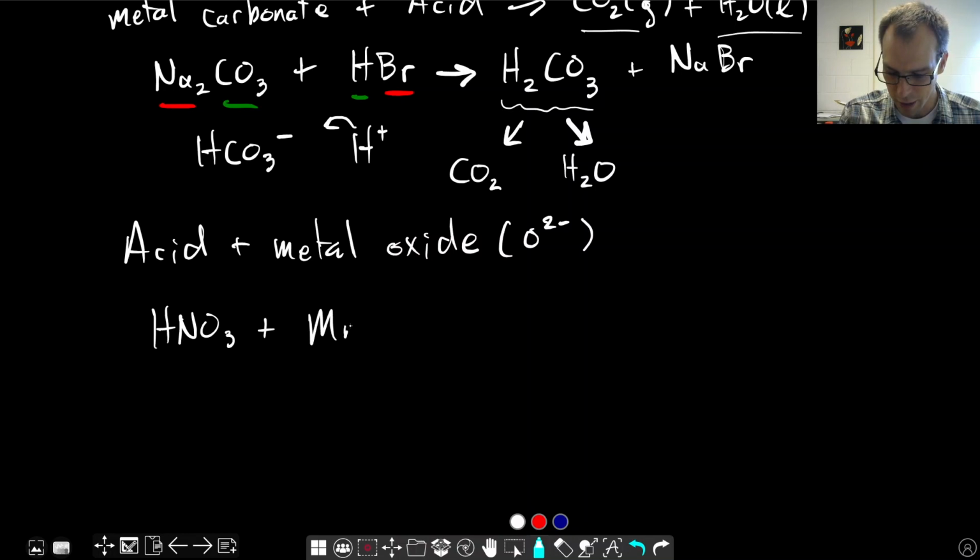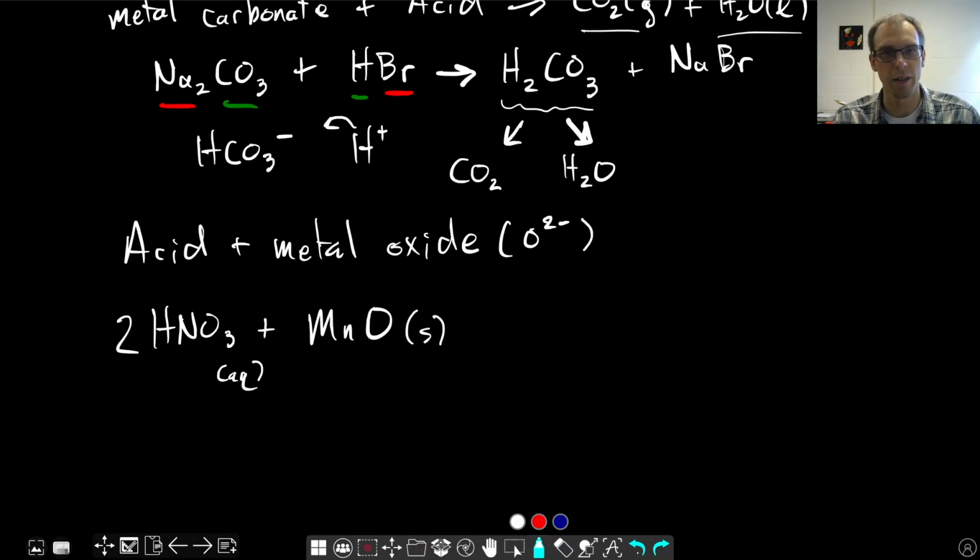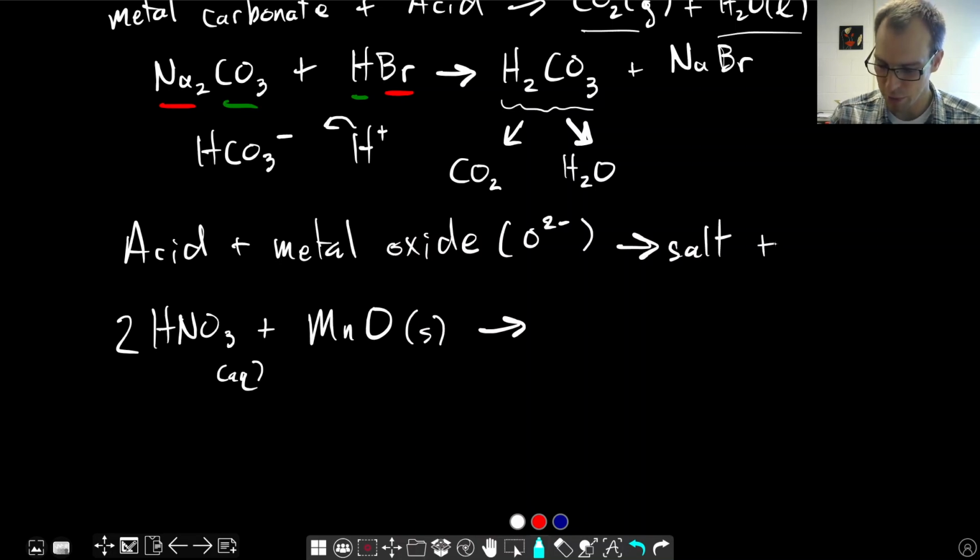Plus, we'll just pick a metal, manganese oxide here. And for balancing purposes, there may be 2 of these. This is aqueous, and this is actually a solid. As we saw, oxides are solids with no exceptions. But this will react, and this will form the metal salt of the acid, plus water.